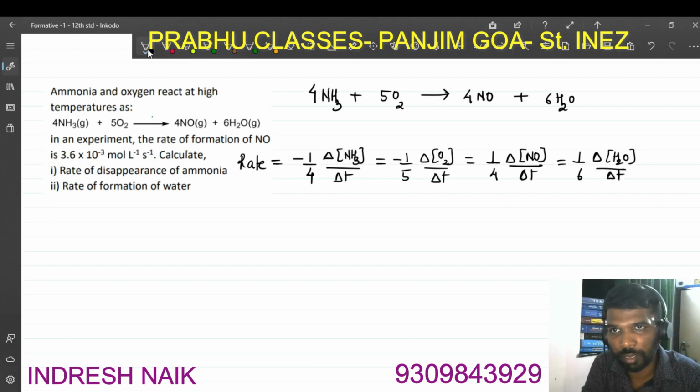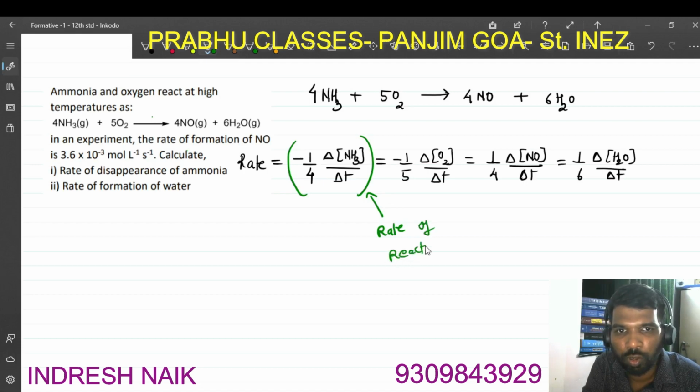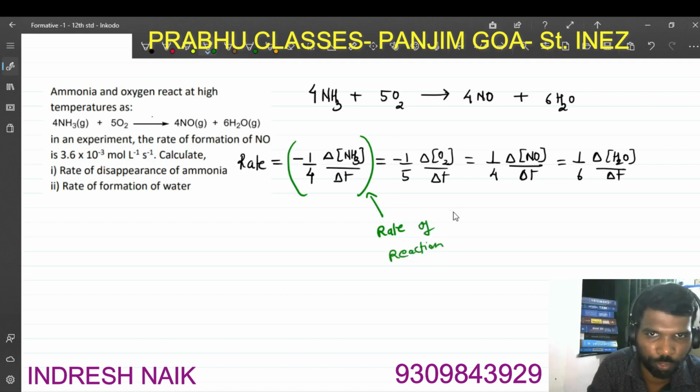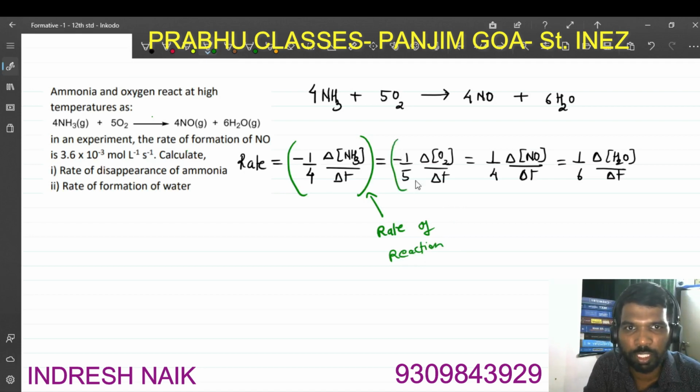Now understand this whole quantity, I will just put a bracket for this. This whole quantity represents the rate of the reaction, rate of reaction along with stoichiometric coefficients. So this is one thing. Again, this full bracketed term represents the rate of the reaction.